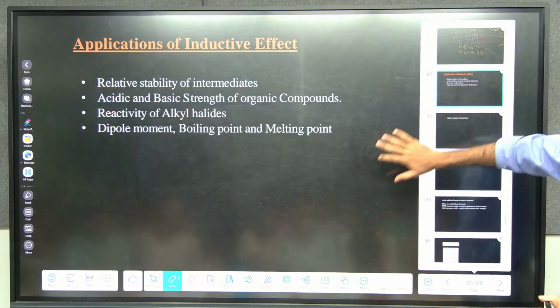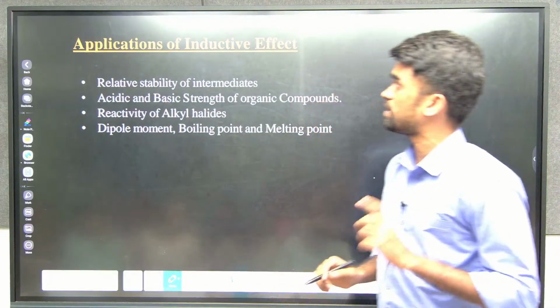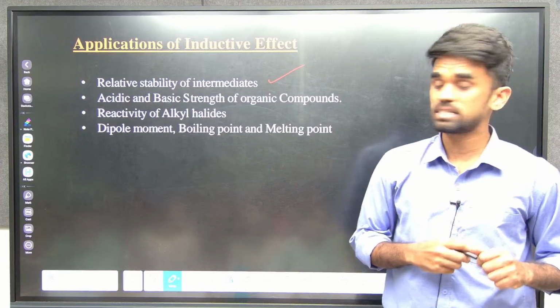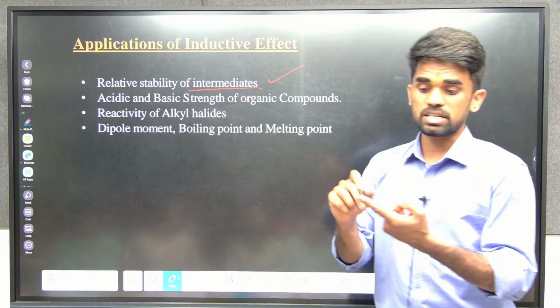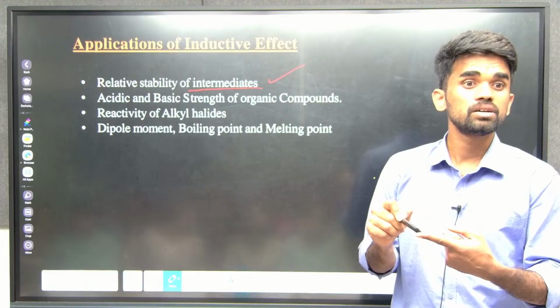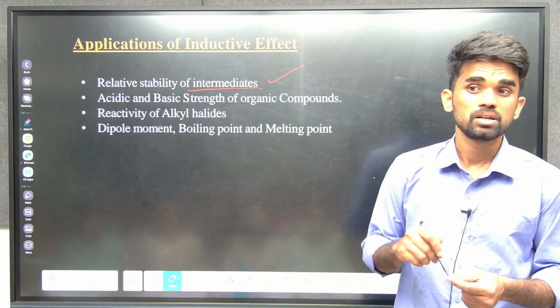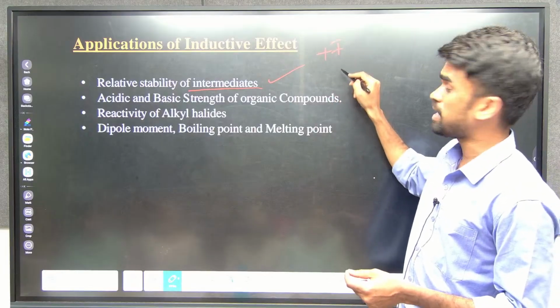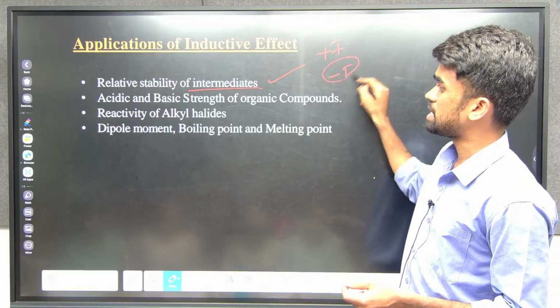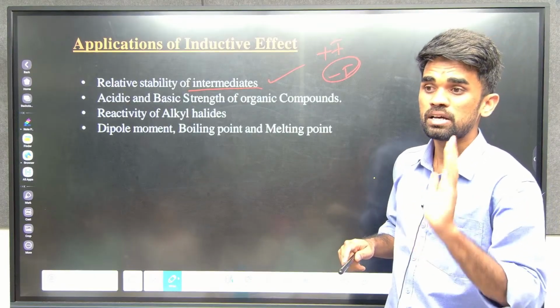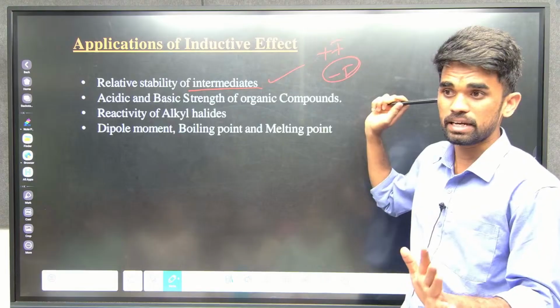So now, what are the applications of the inductive effect that they will ask? The first one is the relative stability of intermediates. Just now we discussed carbocation stability and carbanions. Carbocations are stabilized by plus I groups. Carbanions are stabilized by minus I groups. And the second application is the same: free radicals also follow the same concept as carbocations, you just remember.